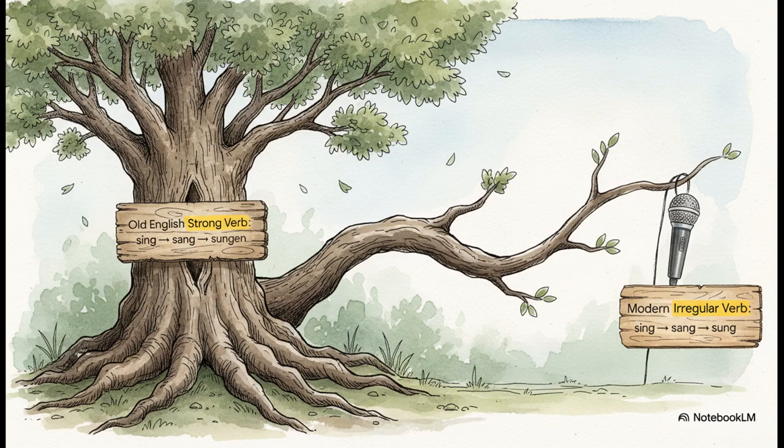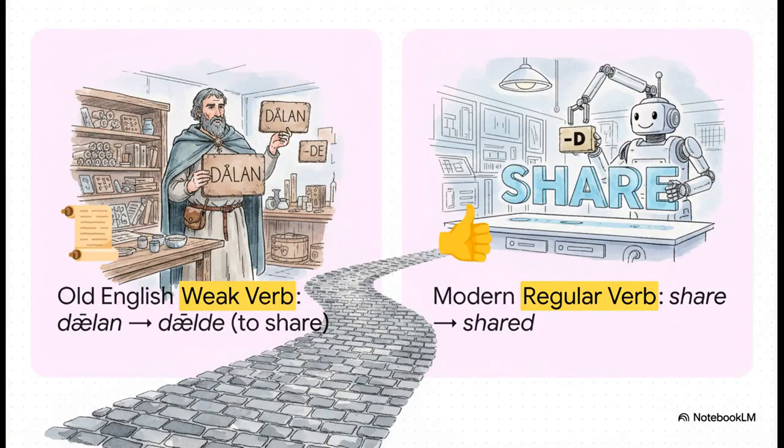Our so-called irregular verbs, they're not random at all. They are the direct descendants of those Old English strong verbs. That vowel change in sing, sang, sung, that's not a mistake. It's a 1,000-year-old rule that's still working today. So if our irregular verbs are just old strong verbs, what about our regular ed ones? Well, you probably guessed it. They're the descendants of the Old English weak verbs, the ones that just added that D or T ending.